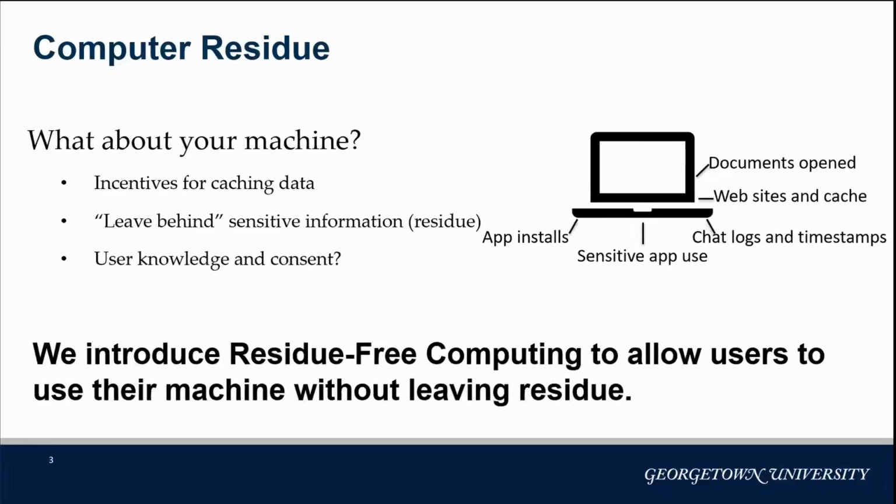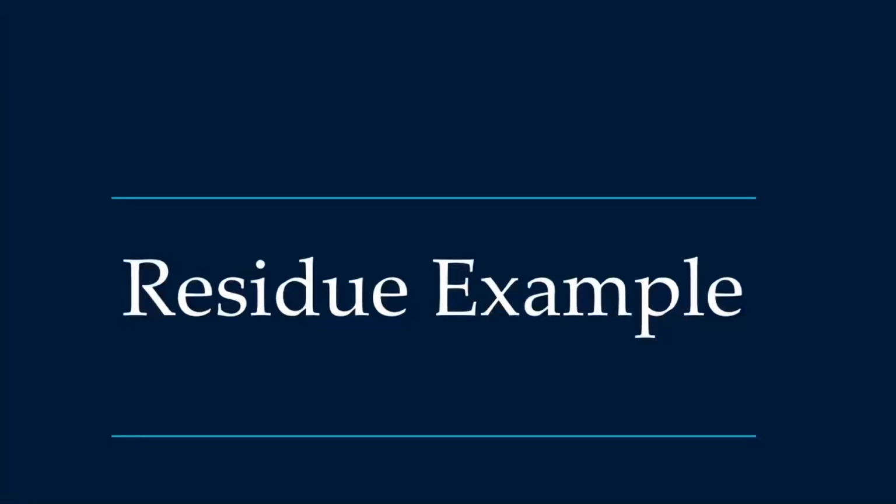Therefore, we introduce residue-free computing to allow users to use their machine on the fly without leaving residue behind. For example, let's look at an application, VLC, that stores data a user may consider sensitive without informing the user or providing a clear way to delete the data. In our example, the user wants to watch a queer-oriented video, but lives with invasive co-inhabitants that monitor the user's computer use, and the user does not want their co-inhabitants to know they watched the video.